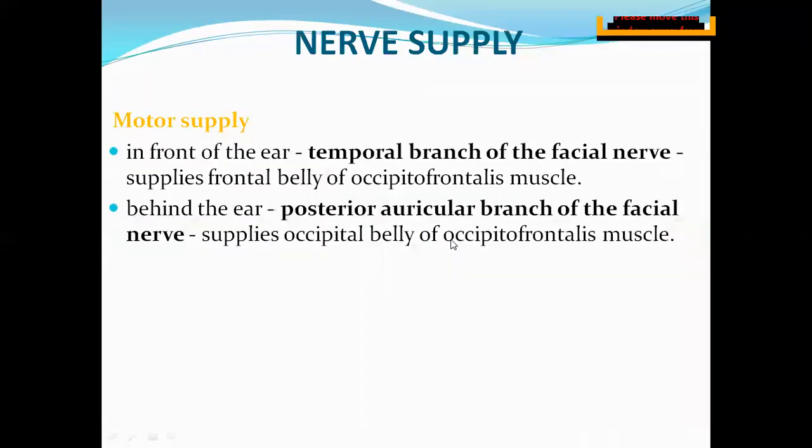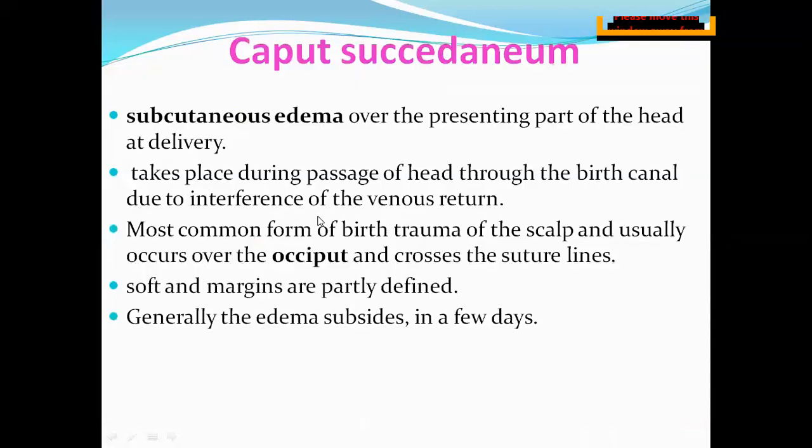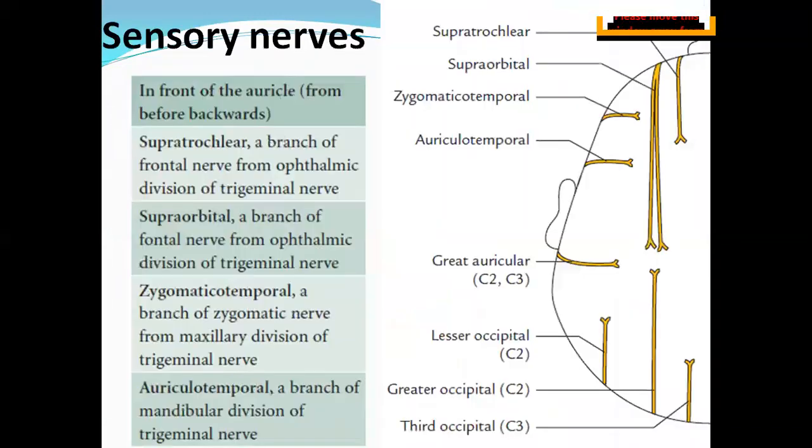So once you are done with blood supply, we will see the nerve supply. Nerve supply also we have to check in front of the pinna and behind the pinna. In front of the pinna, the names of the nerves are the same. If you observe, supratrochlear nerve, supraorbital nerve. We also have zygomaticotemporal, auriculotemporal. Now behind we have great auricular, lesser occipital, greater occipital, and third occipital.